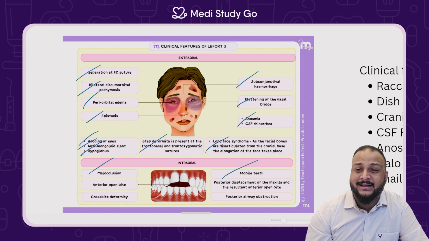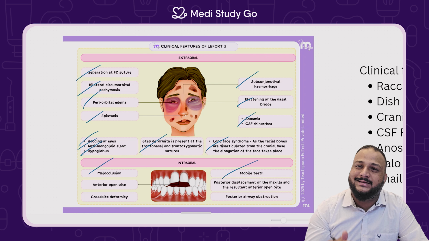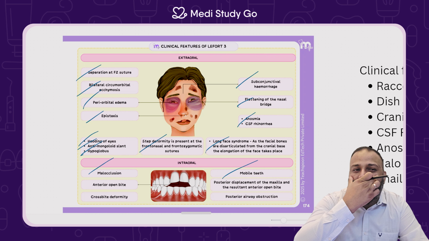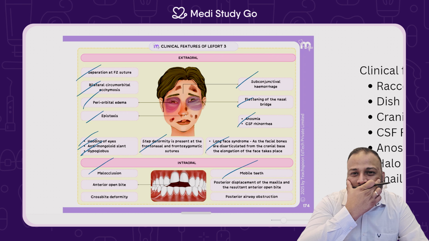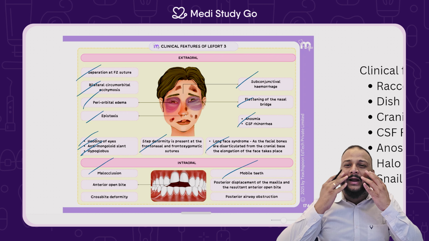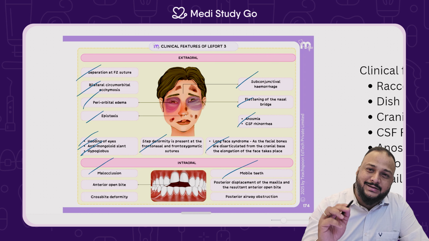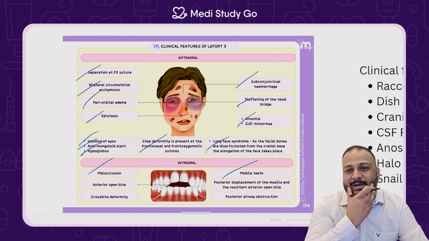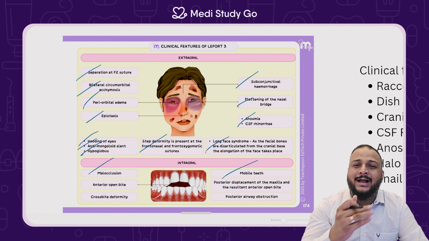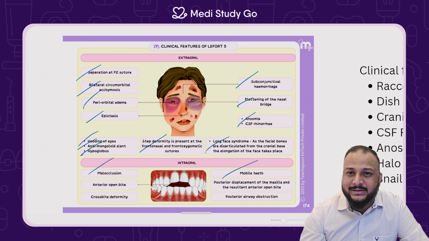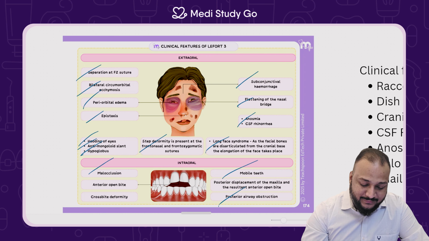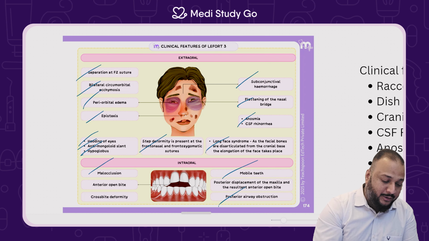malocclusion, mobile teeth, and a posterior airway obstruction, as explained in Lefort 2 fractures, that the entire midface comes down and gets retracted posteriorly because of the envelope of the skin covering it. And that is when you have a posterior airway obstruction, where the base of the tongue and the maxilla will completely impinge on the posterior pharyngeal wall.